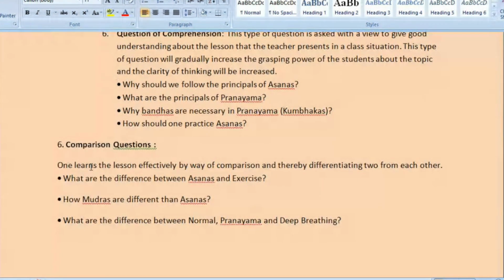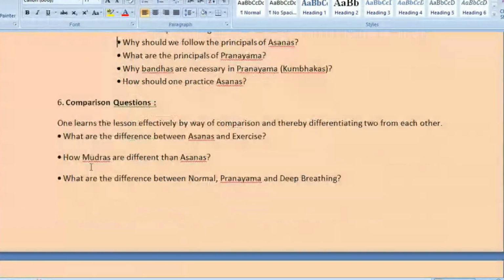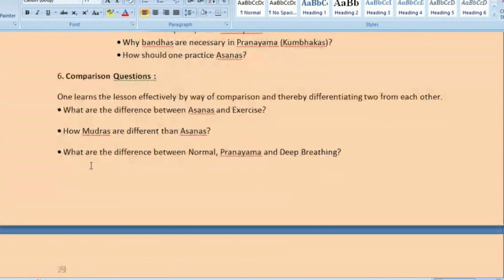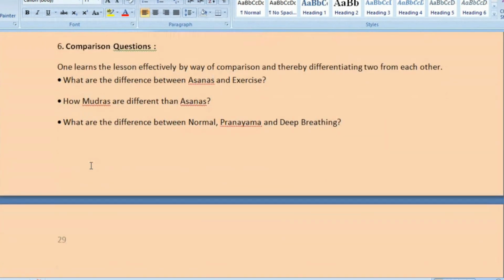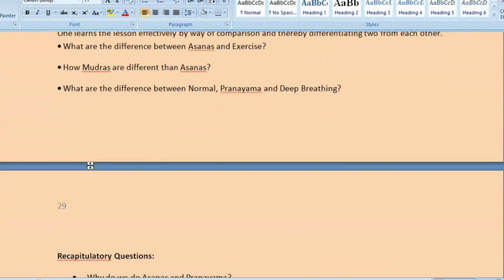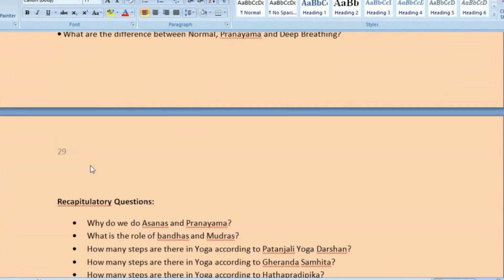Now, another type of question is comparison question. One learns the lesson effectively by way of comparison and thereby differentiating two from each other. What are the differences between asana and exercise? How are mudras different from asanas? What are the differences between normal pranayama and deep breathing?